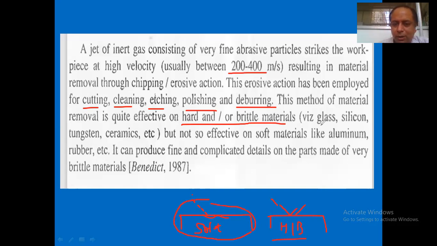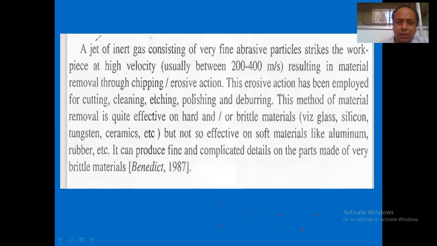What are examples of these materials? Glass, silicon, tungsten, which is a very hard material, and ceramics. We use this process on this kind of material, but it is not effective on soft materials like aluminum or rubber, so you cannot use AJM on those. It can produce fine and complicated details on parts made of very brittle material. So that is the overall summary, lots of information is given here in one paragraph.